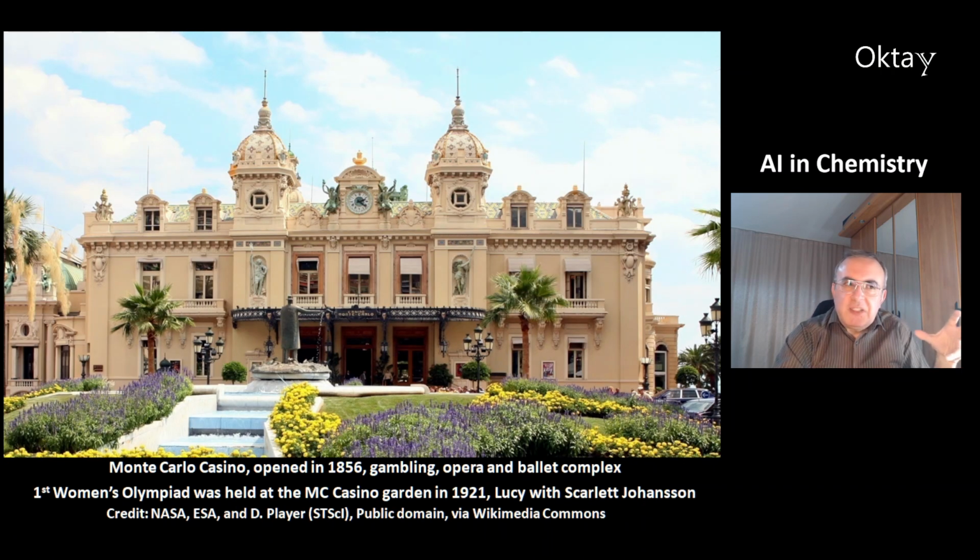This is a nice picture of the Monte Carlo casino. It was opened in 1856. This is not only a casino for gambling, but also a complex with opera and ballet. And what's special about this building, or this complex, is the first Women's Olympiad was held at the Monte Carlo Casino Garden in 1921. If you're interested in artificial intelligence, I can recommend a great science fiction movie.